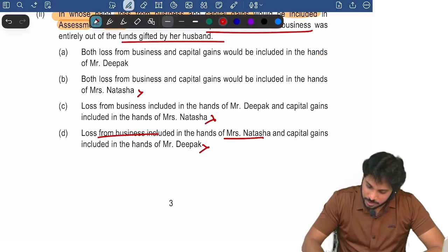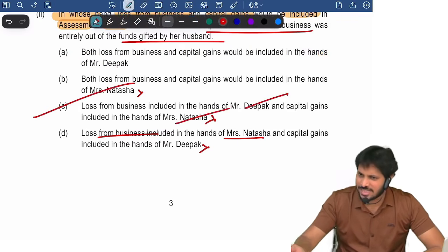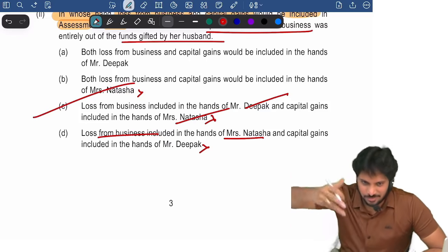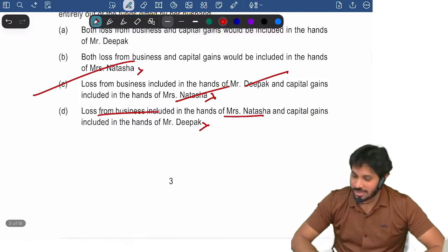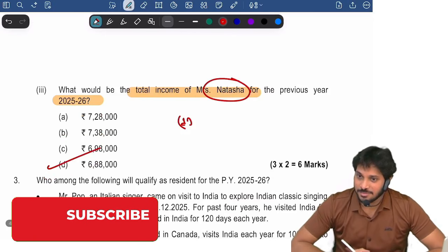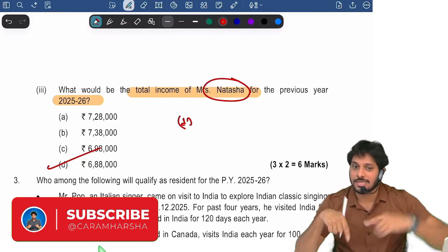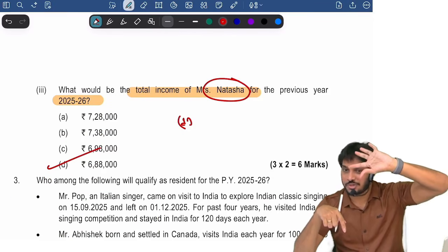Okay. Loss from PGBP, Deepak. Capital gains, correct. Obvious. We added. You just look at the problem. We did the same. Okay, fine. Whereas this one 6,80,000, correct? That's it. So which means first you total income. That's what you mean, to be clear.